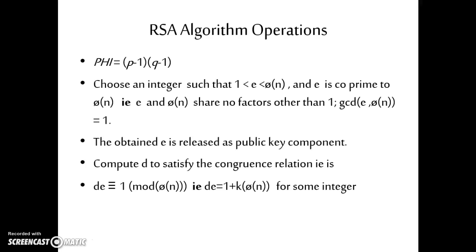Now after getting the public key, our next target is to find the private key. How is it found? In RSA algorithm, we have an important formula. DE is equal to 1 mod phi of n. That is, D equal to 1 plus k phi of n divided by E. Here what is k? K is some integer. It can be any integer randomly.